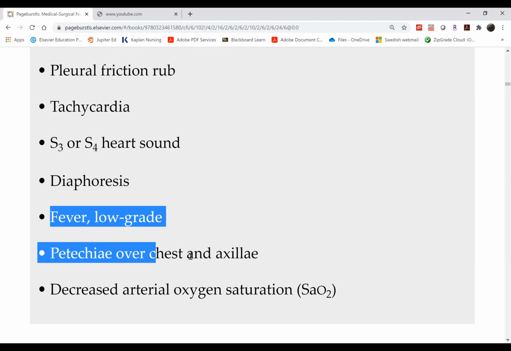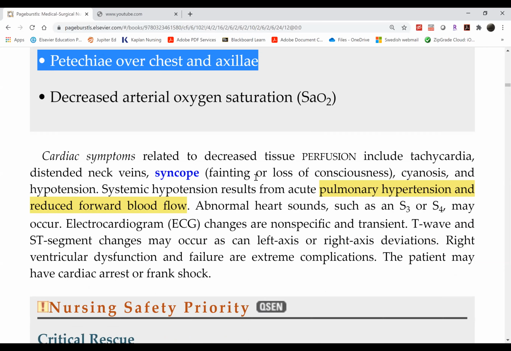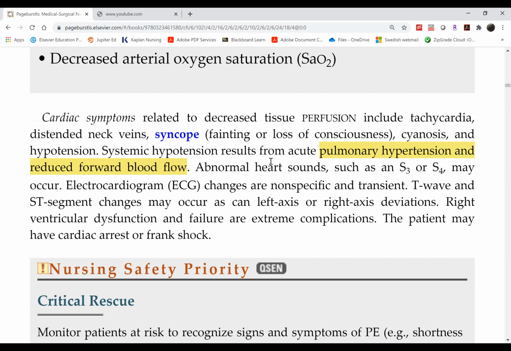These here are later signs, especially the petechiae and the low-grade fever. This is only for massive PE. I'll show you in the next table. And of course, there will be decreased oxygen saturation. Now, there will be cardiac symptoms here. So if you remember in COPD, the patient in long-term COPD developed cor pulmonale, right? People with long-standing COPD will have pulmonary hypertension. As a result, the right side will fail. So the same thing happens here.